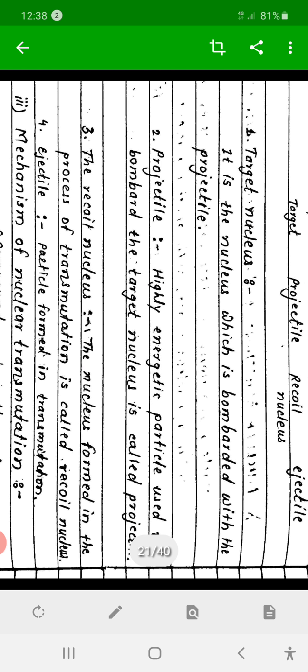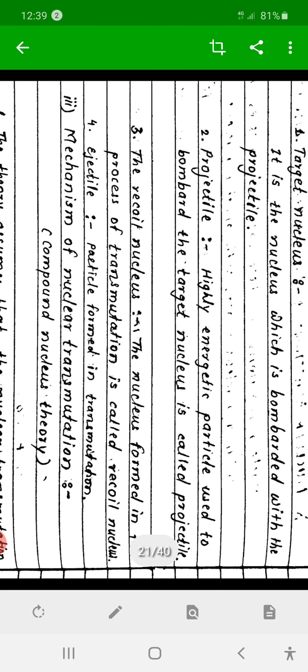Then what is projectile? A highly energetic particle used to bombard the target nucleus is known as the projectile. Then what is recoil nucleus?